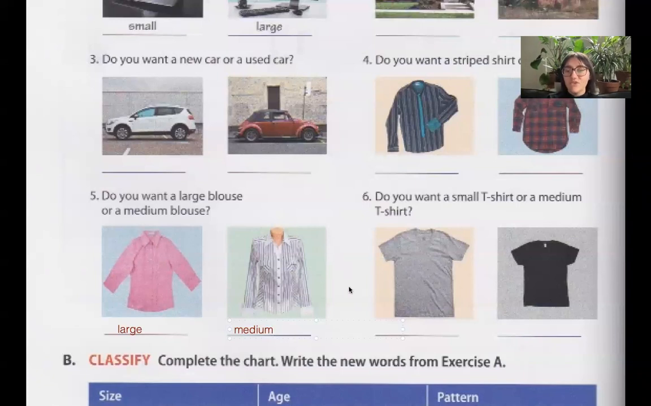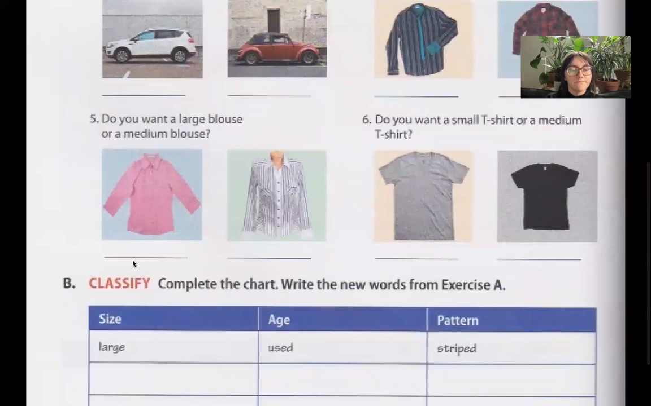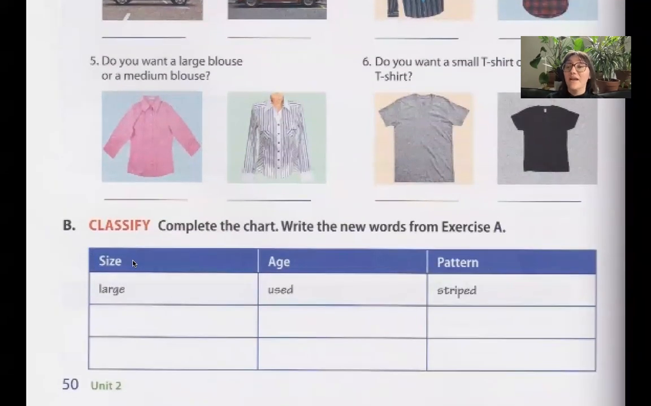Right? Okay, the next one is, do you want a small t-shirt or a medium t-shirt, right? So we'll say that this one is medium. And then the next one is a small, right? A small t-shirt. So these are kinds of words we can use: new, old, new, used, small, large, and describing what the colors look like, right? So let's keep going.